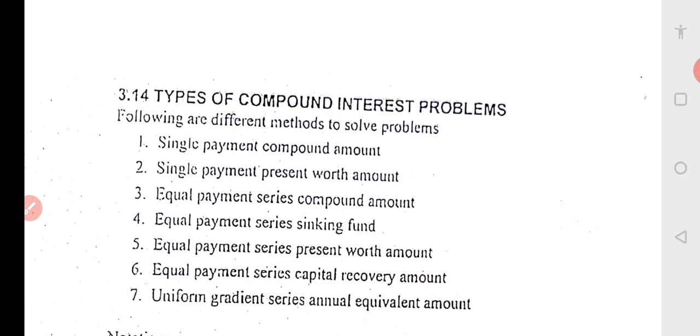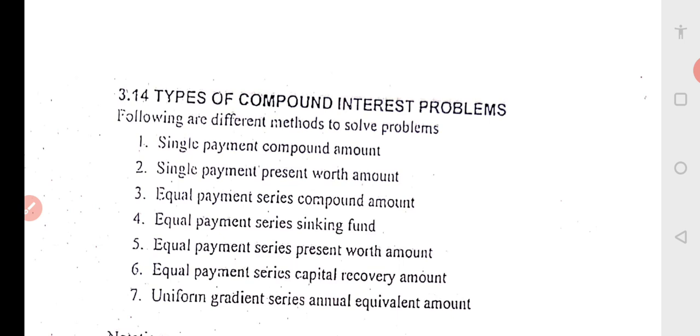Now in this case the payment is not equal. The payment is not equal, but it is increasing. Uniform gradient series means it is gradually increasing annually. In all the other problems we discussed, the payment was uniform for all the years. But here there is a uniform gradient. It is not an equal payment. It is a uniform gradient. It is increasing.